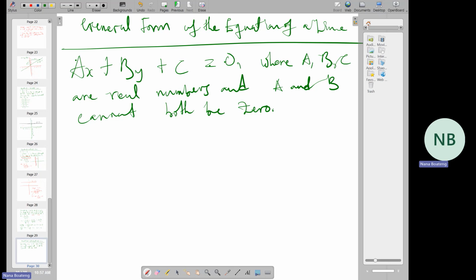All right, so to find the slope and the y-intercept of an equation which is given in the general form, we will have to rewrite this general form in the slope-intercept form to retrieve our slope, which is m, and our y-intercept, which is b.